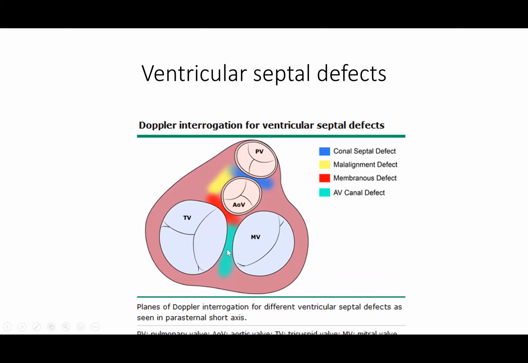Then we can have a defect between the tricuspid valve and the aorta, which is a membranous or perimembranous defect. And we can have a defect here and a defect here. We call this supracristal, or this corner defect, or this is called a malalignment defect.